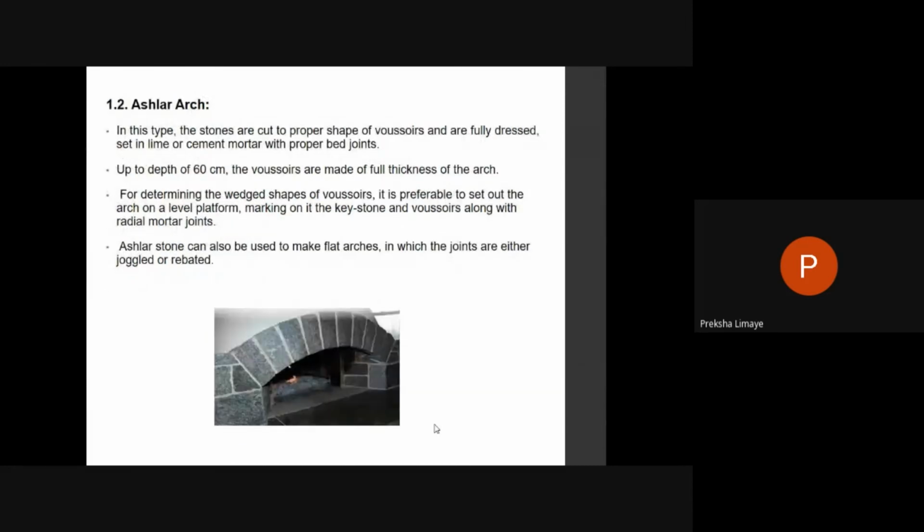Second, ashlar arch. In this type, the stones are cut to a proper shape of voussoirs and are fully dressed, set in lime or cement mortar with proper bed joints. Up to a depth of 60 centimeters, the voussoirs are made of the full thickness of the arch. For determining the wedge shape of voussoirs, it is preferable to set out an arch on a level platform, marking on it the keystone and voussoirs along the radial mortar joints. Ashlar stone can be used to make flat arches in which the joints are either joggled or rebated.